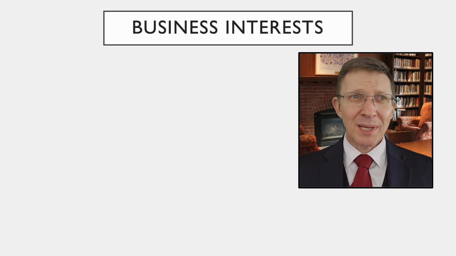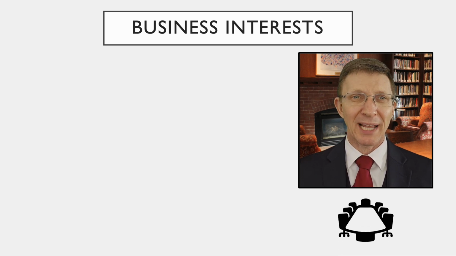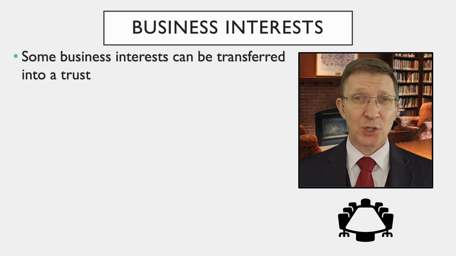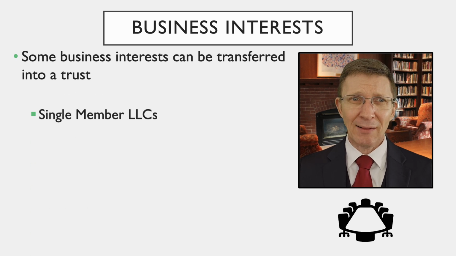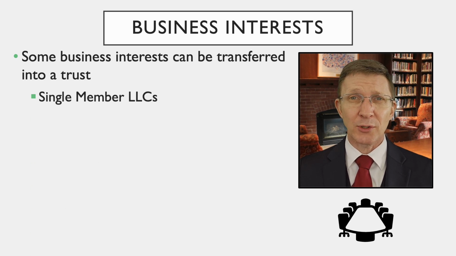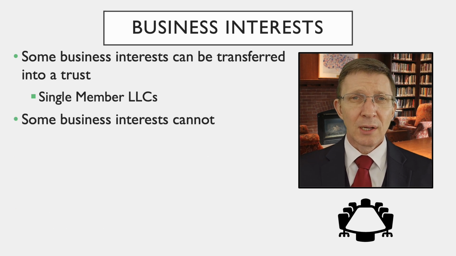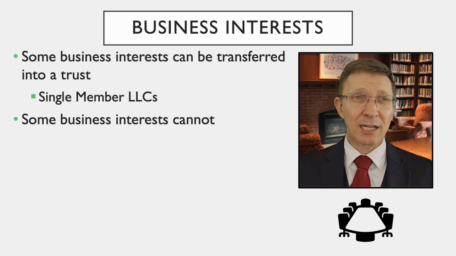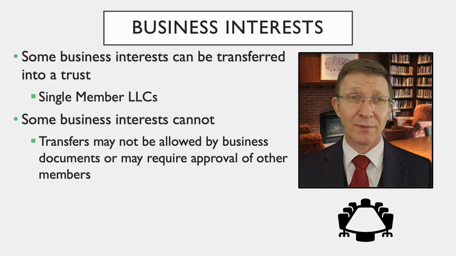The types of business and the terms of the business documents determine how to include your business interests in your estate plan. Some business interests can and should be transferred into your trust. For example, single-member LLCs are easily transferred into your trust. Other business interests cannot be transferred into your revocable living trust. For example, some multi-member LLCs, partnerships, and closely held corporations include provisions in their business documents that restrict or forbid the transfer of interests.